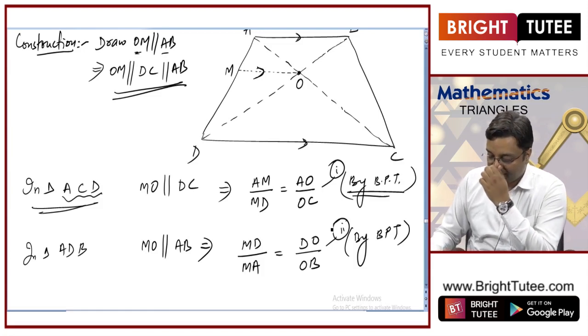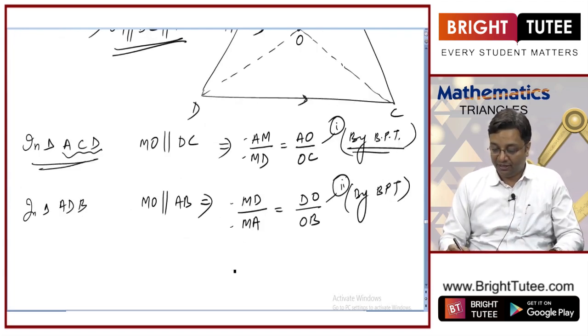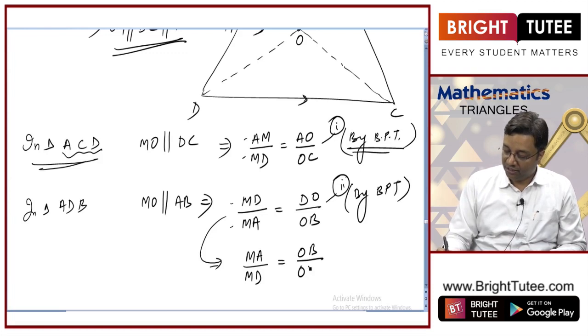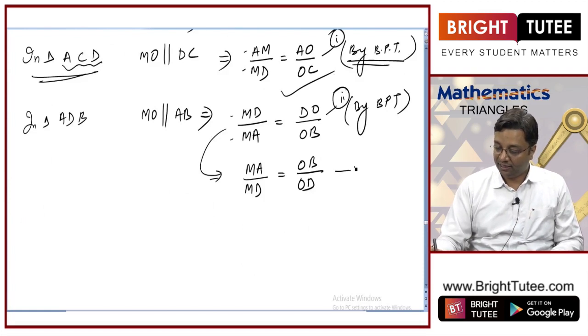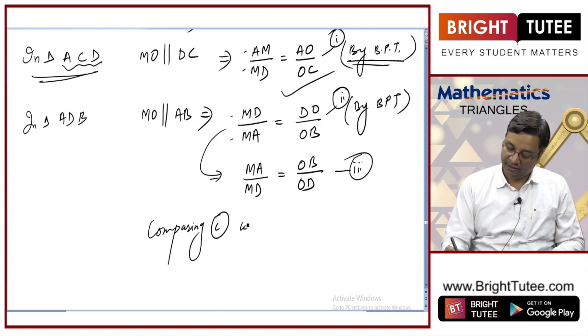Can I compare these results? Let us look. This is AM by MD, this is MD by AM. So if I take the reciprocal of this, the reciprocal of this will be MA by MD equals OB by OD, right. Now I can compare this and this, comparing 1 and 3.